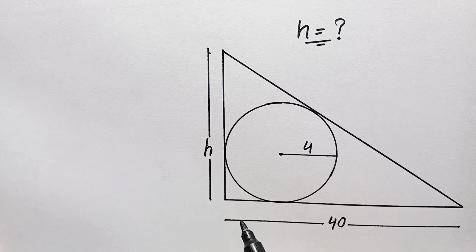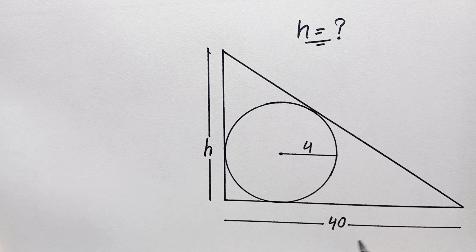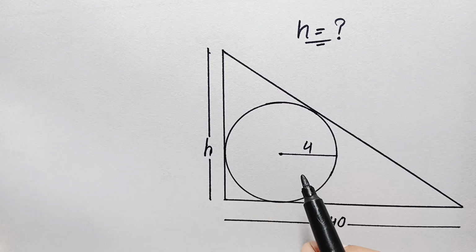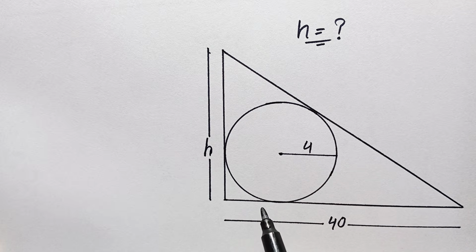In this video, I'm going to solve this interesting geometry math problem. Let us say we are given a figure. There is a right angle triangle whose one side is 40 units, and there is a circle inside the triangle whose radius is 4 units. We have to find this side, the perpendicular of this right angle triangle.